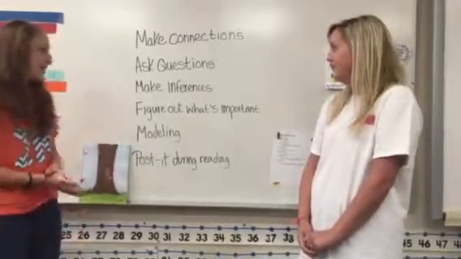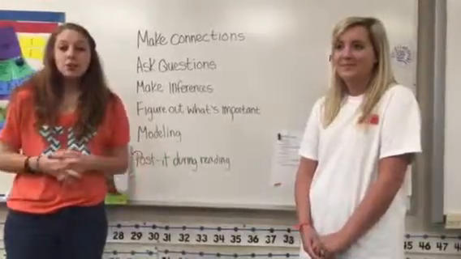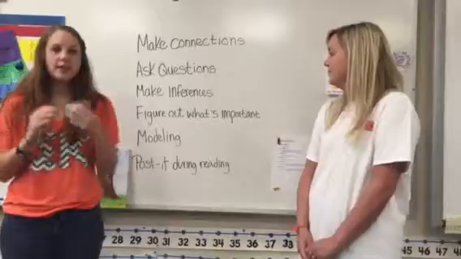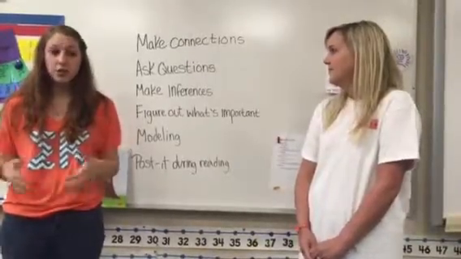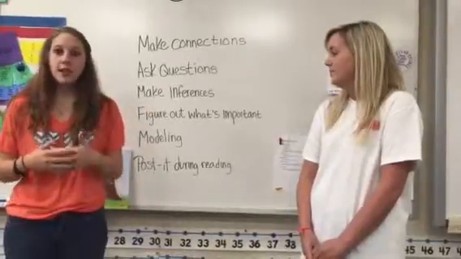Another way is to figure out what's important. It is important to have story organizers so the student themselves can keep track of main characters, setting, things along those lines. And it's also used as a progress monitoring. So you can see to make sure the students are able to pick up on main characters, settings, and important events while reading.